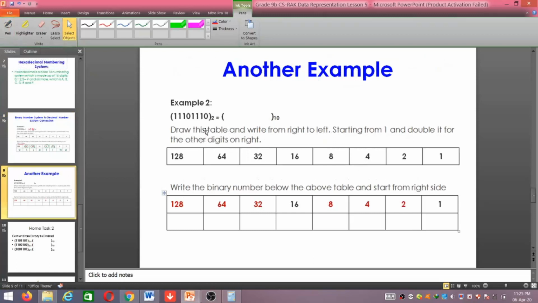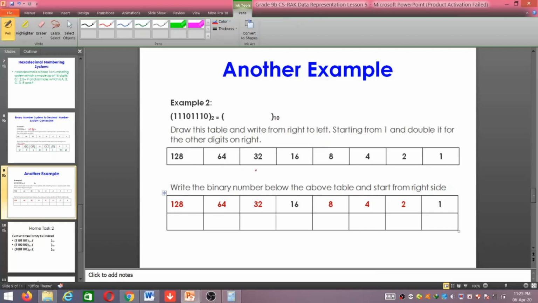Now we have another example. See here, 01111011. Okay, again we need to make this table, and for this one, look here, 1 and then you double it. So 1 times 2 is 2, 2 times 2 is 4, 4 times 2 is 8, 8 times 2 is 16, 16 times 2 is 32, 32 times 2 is 64, and 64 times 2 is 128.